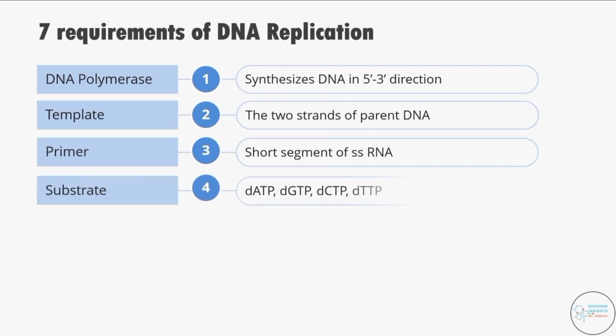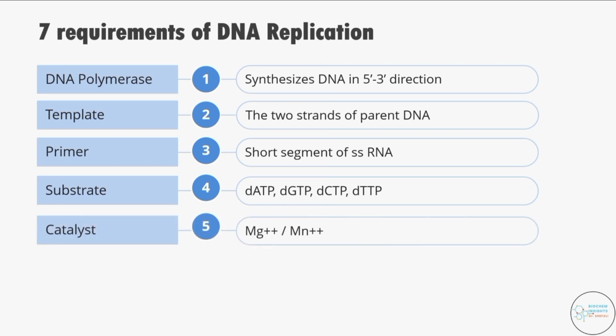Number 4 is substrate. We must know that building a new strand of DNA will require an energy source, and therefore all DNA polymerases require all 4 deoxynucleotide triphosphates. Now what does this mean? This means that they need deoxy-ATP, deoxy-GTP, deoxy-CTP and deoxy-TTP. So you will have to supply all 4 deoxynucleotide triphosphates for replication to happen.